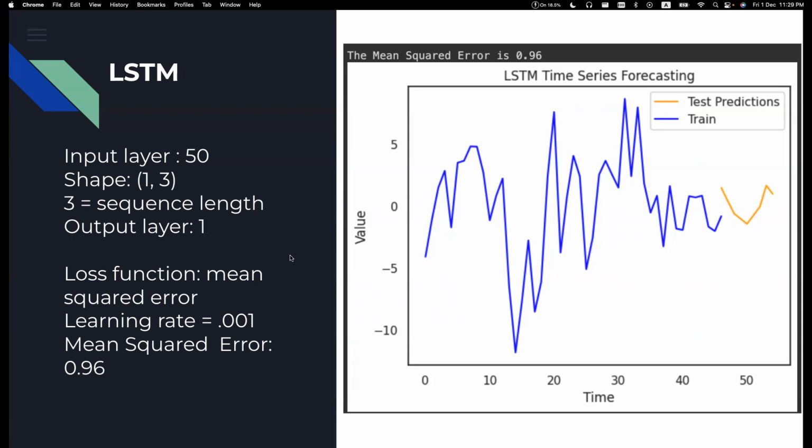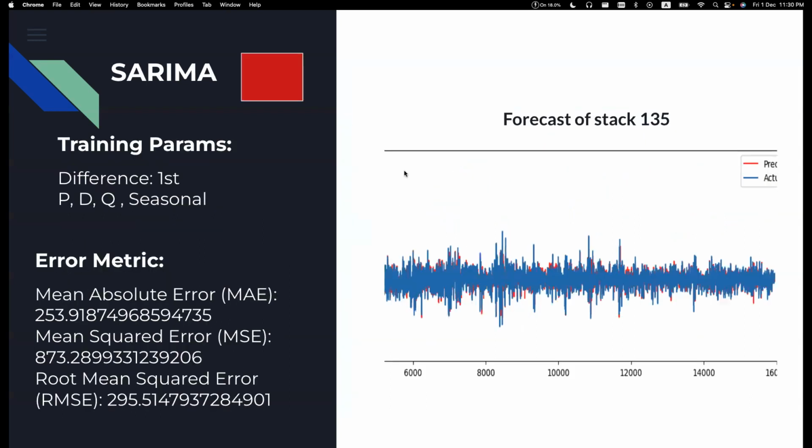As a performance metric, I use mean squared error, and for the Adam optimizer, I use a learning rate of 0.001. The mean squared error for the stock I worked on is 142. The mean squared error is 0.96. The next slide will be covered by Azim.